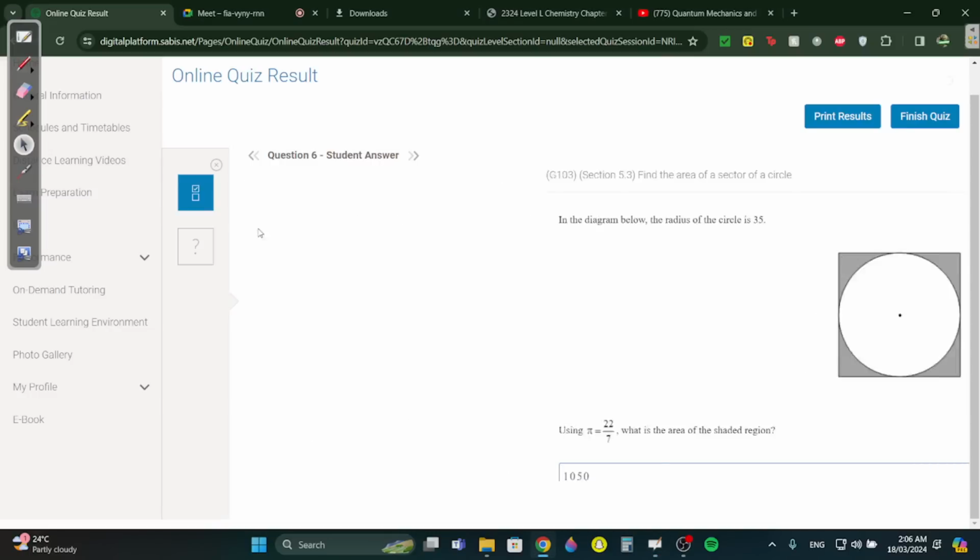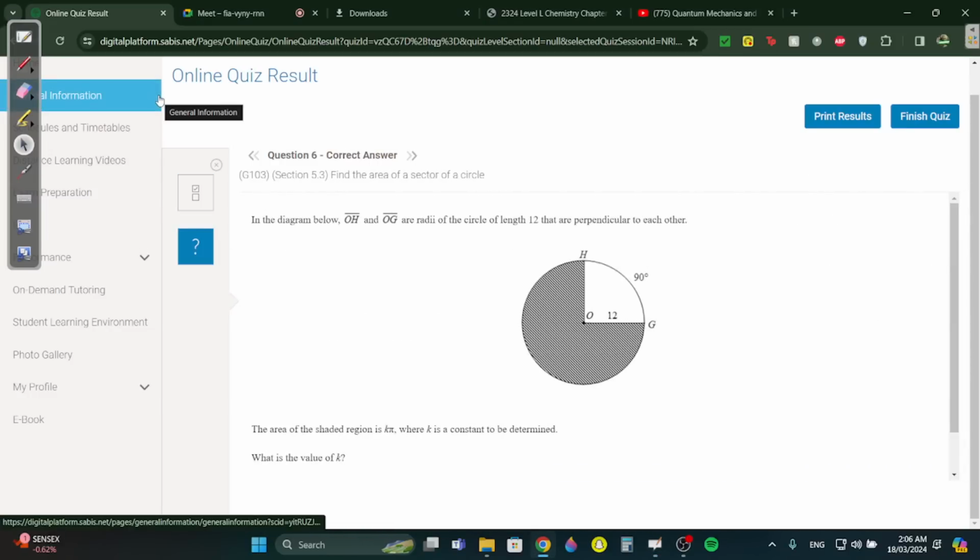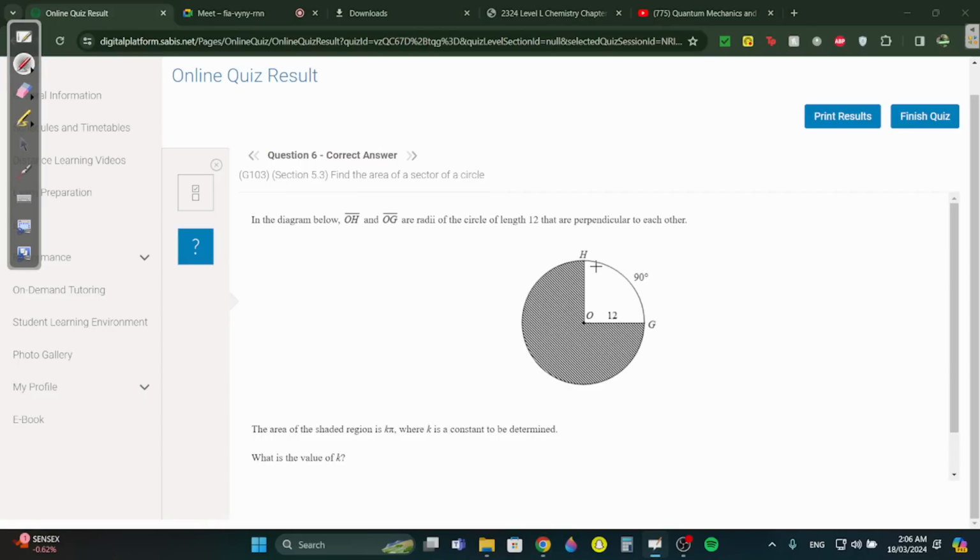Question 6. In this case, they want the shaded region. Very simple. If this is 90, the non-shaded is 90. How much is the shaded? It will be 270. Why? Because 360 minus 90 is 270.